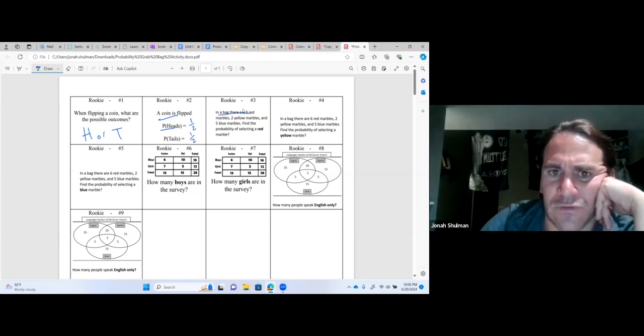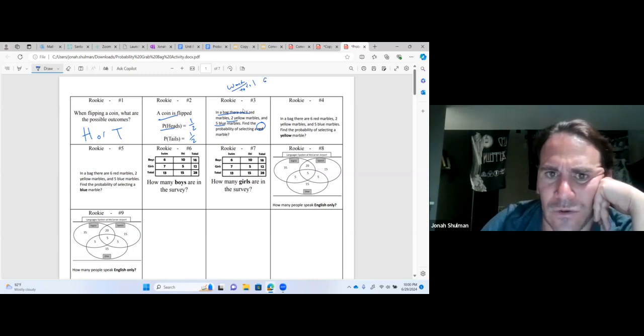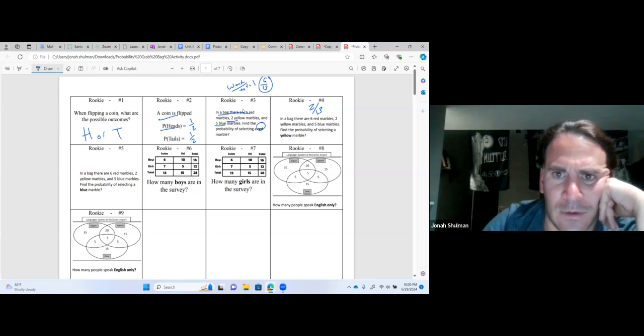In a bag, there are 6 red, 2 yellow, and 5 blue. Find the probability of selecting a red. So it's what you want over the total. So red is 6. And the total is 6 plus 5 plus 2. Well, 6 plus 5 is 11, plus 2 is 13, 6 over 13. And now we want a yellow marble. So this is 2 out of 13. Now we want a blue marble. So that's 5 out of 13.